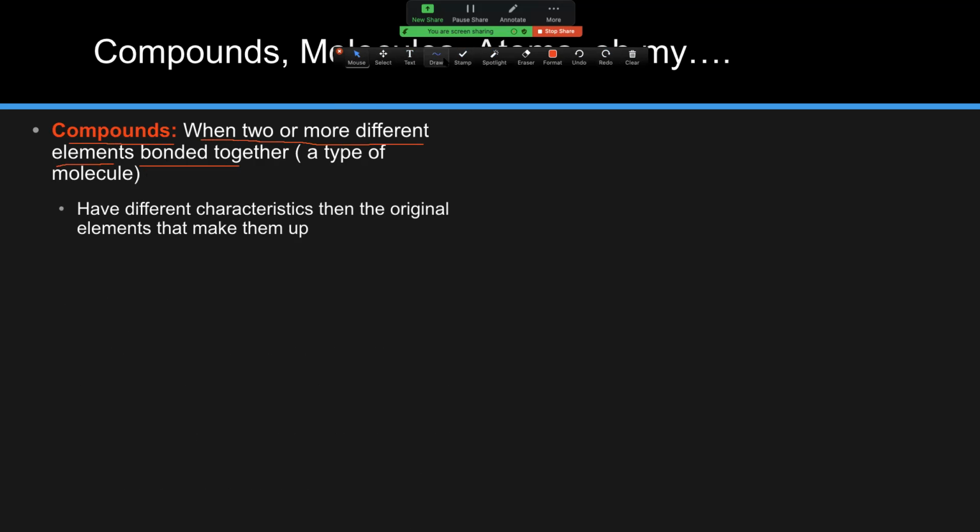Compounds are going to have different characteristics. So they're going to have different physical characteristics, they're going to have different chemical characteristics than the original elements that make them up. Think about your water. Your water was clear, it could take on a solid, a liquid, or a gas phase, or a state of matter.